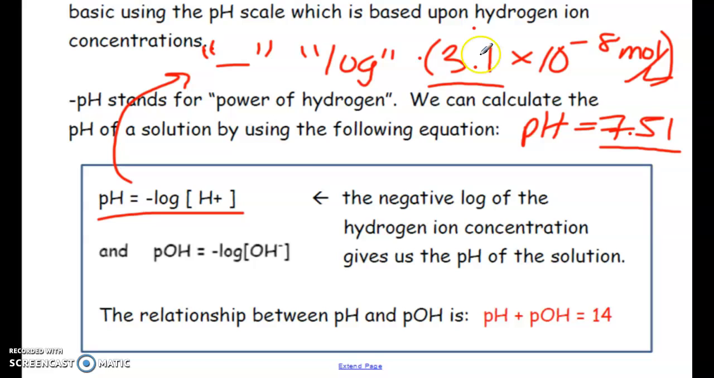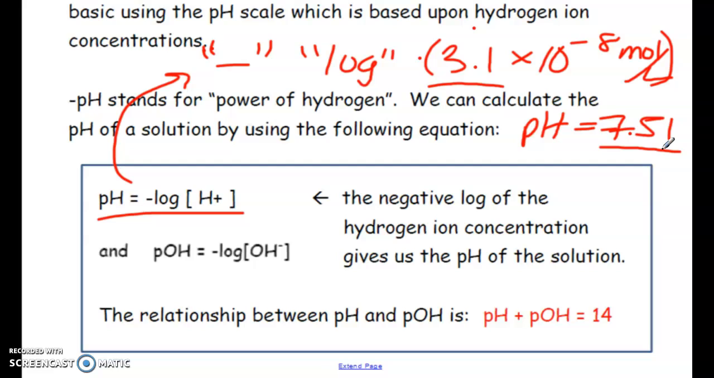And that's incorrect. So you're going to do negative log in brackets. If you don't have this, your calculator may want you to put the number first, still in brackets, then hit log, then hit negative. I'm not sure. Every calculator is a little bit different, so you'll have to try that out. So anyways, you should get 7.51 here.